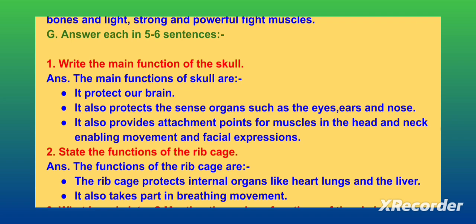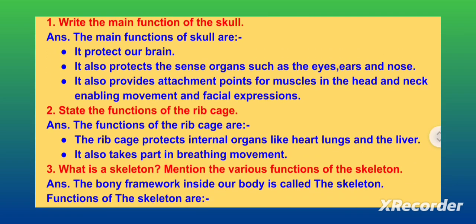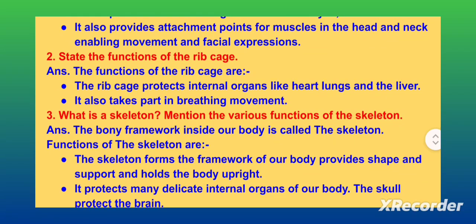The main functions of the skull are: it protects our brain. It also protects the sense organs such as the eyes, ears, and nose. It also provides attachment points for muscles in the head and neck, enabling movements and facial expressions. State the function of the rib cage. The rib cage protects internal organs like the heart, lungs, and the liver. It also takes part in breathing movement.